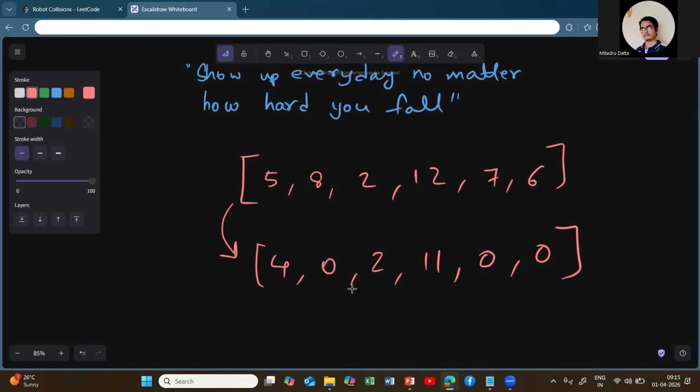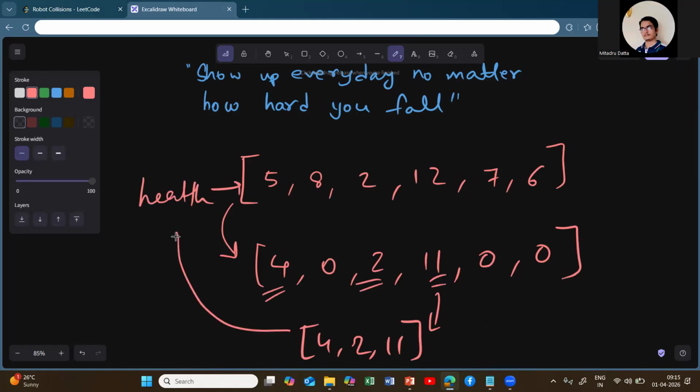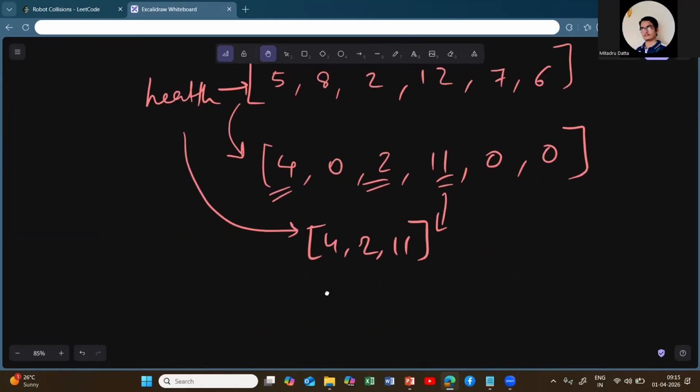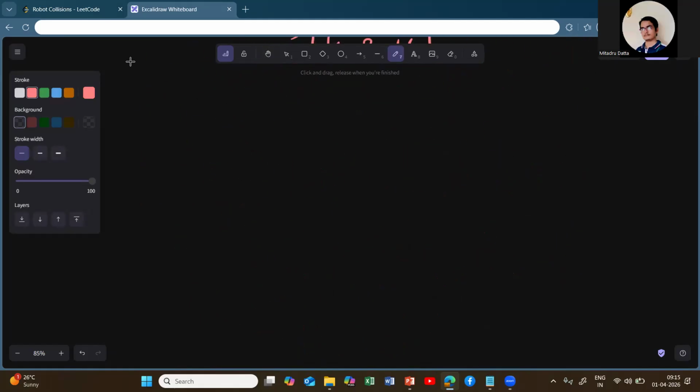Then what will you do? You will return your answer as something like this, 4 to 11. So only the surviving robots you will pick up and you will return their health. I'm talking of the health array in this case. You have to return the final health array in the same order it was given to you in the input. Okay, so I hope that at least the problem statement is very much clear to you.